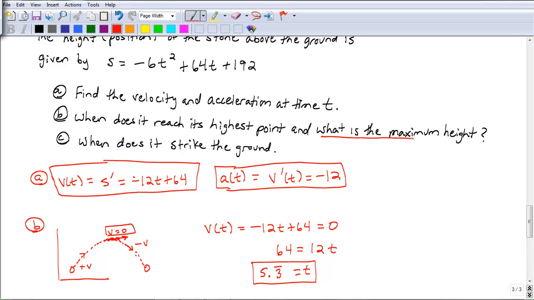But then it says, what's the maximum height? Well, I know when it reaches its maximum height. So if I take that time and plug it into the function that tells me the height, I'll know. In this case, to find the max height, I have to plug it back into my position function, because that's what the position function tells me, the height off the ground. And so I replace every t in my position function with 5 1/3, and I figure out what y value I get, which will be the height of the rock.